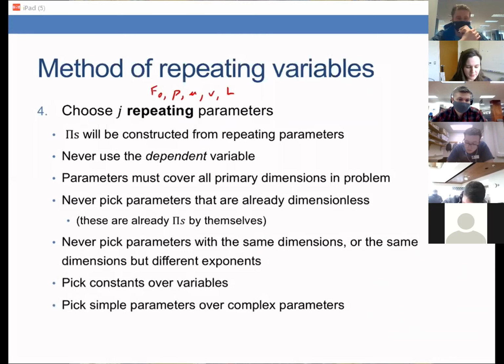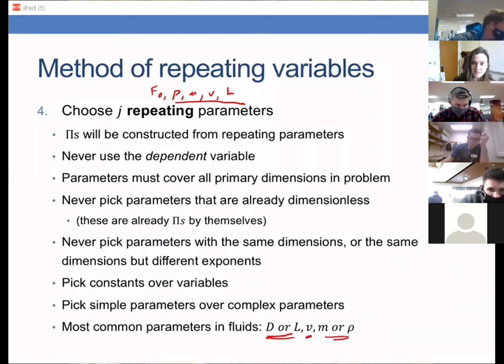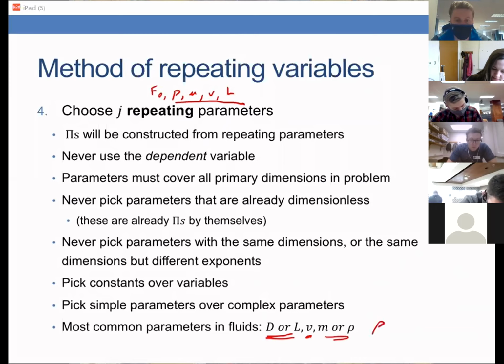Pick constants over variables and pick simple parameters over complex parameters. So now we are going to pick 3 of these in order to make our pi's out of. And when we're talking about fluids, the most common ones people choose are a D or an L for a length scale, a velocity, and then a mass or a density to give us mass. So in this case, let's choose density, velocity, and length, and these will be our 3 repeating parameters.